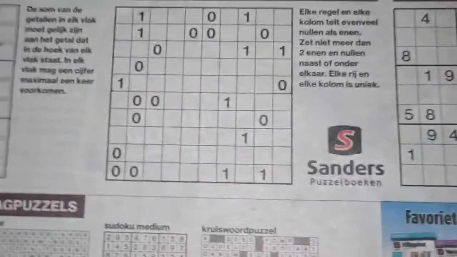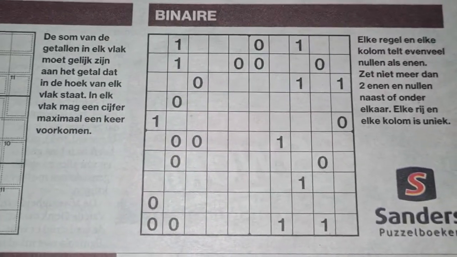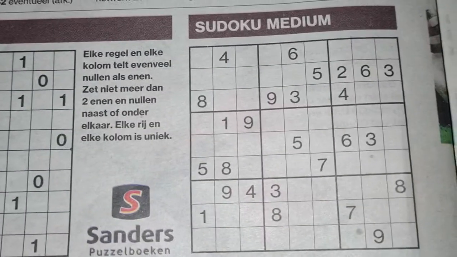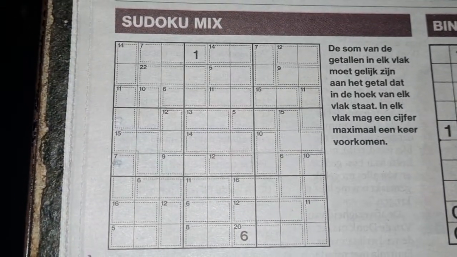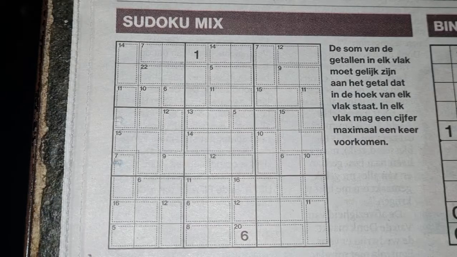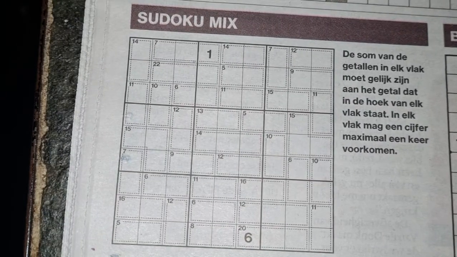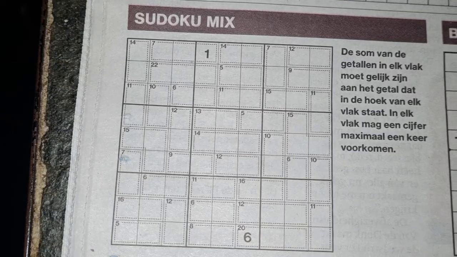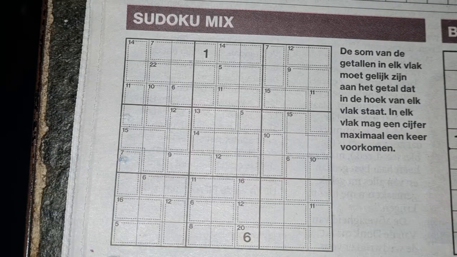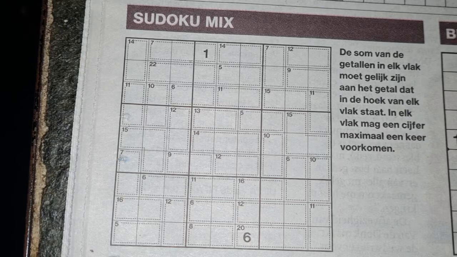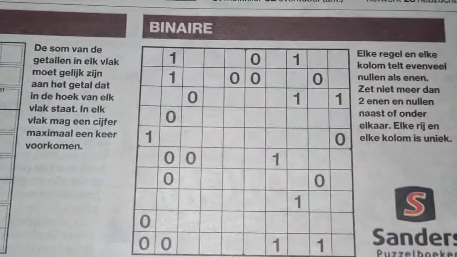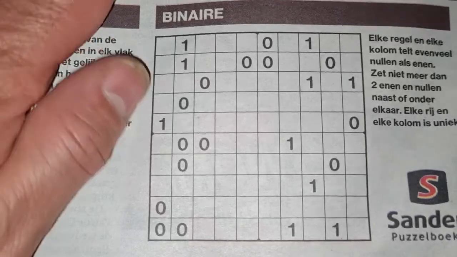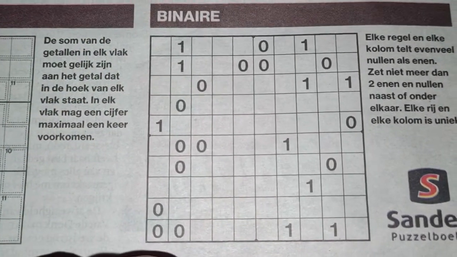We have here three regular Sudokus, a binary, a medium Sudoku, and a killer Sudoku. And in this newspaper we have also an additional section with, I believe, 6 extra puzzles. Half of them I will solve. So 3 puzzles. With these regular puzzles, I will do a total of 6 puzzles.